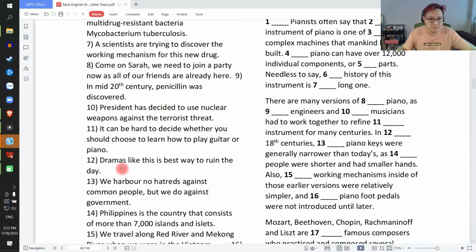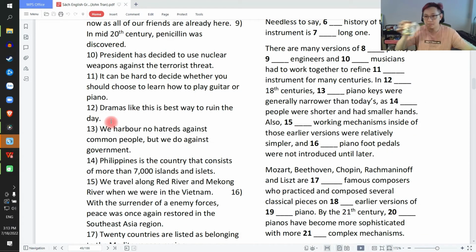11. It can be hard to decide whether you should choose to learn how to play the guitar or the piano. Because when you want to talk about playing a musical instrument, you should use a definite article the before that, the instrument, you know.